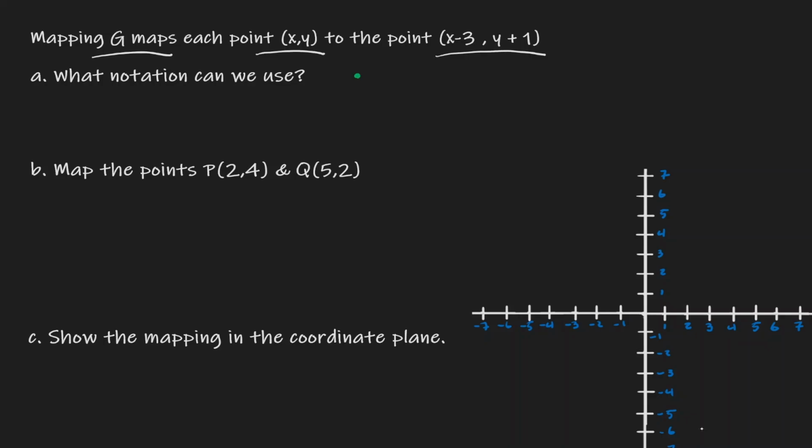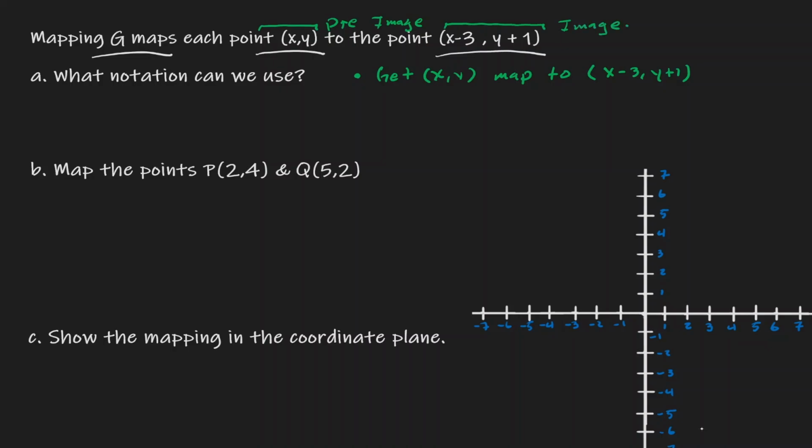We're going to get a coordinate point (x, y), and we're going to map it to a new location. And that new location is (x - 3, y + 1). If this is the case, then we can consider (x, y) as the pre-image, because those are the values that we're going to plug into the mapping, and (x - 3, y + 1) we can consider as the image of the mapping.